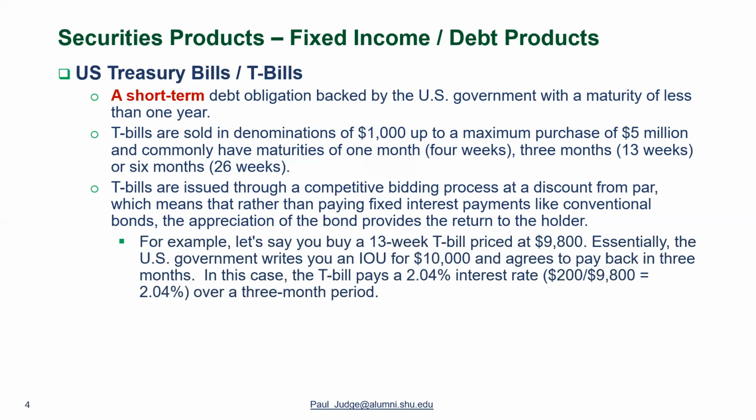Okay, so for example, let's say you buy a 13-week T-bill at $9,800. Essentially, the U.S. government writes you an IOU for $10,000 and agrees to pay you in 3 months. In this case, the T-bill pays a 2.04% interest rate, right? So that's the mathematics. You see the formula right there. That's how you can figure it out. So over this 3-month period, you're going to earn 2.04%. You're going to give the government $9,800, and in 3 months, they're going to give you $10,000. It's that simple. Again, T-bills are short-term, less than 1 year.